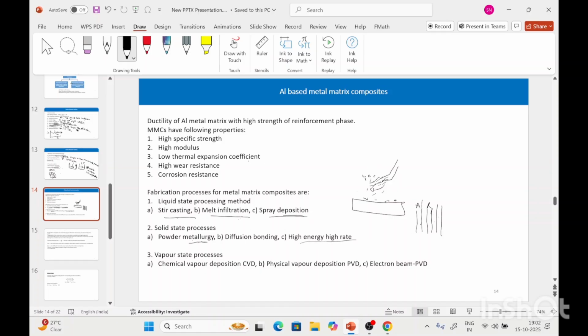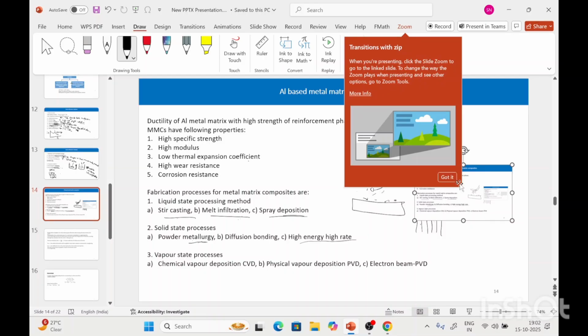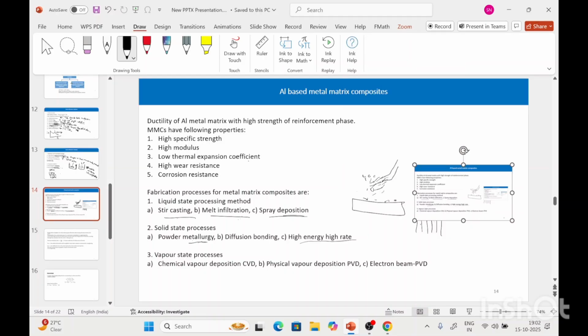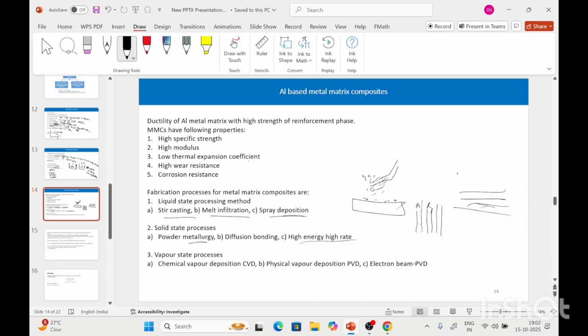Then high energy, high rate means the aluminum foils and reinforcement are squeezed together at high energy, high rate, so that it will ensure the complete compaction of the aluminum and fiber to each other, to create the bonds between the metal matrix and fibers, so that will make the composites.